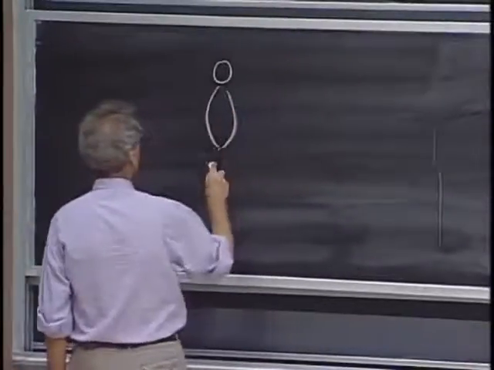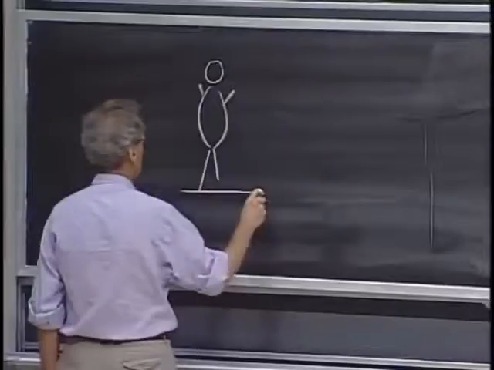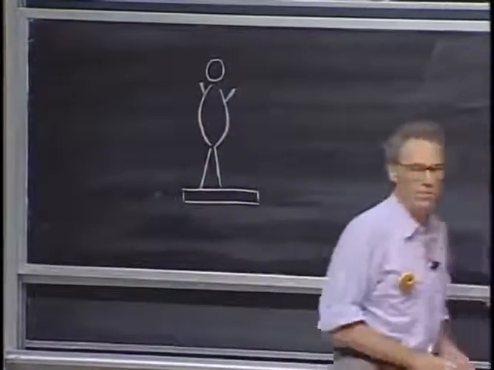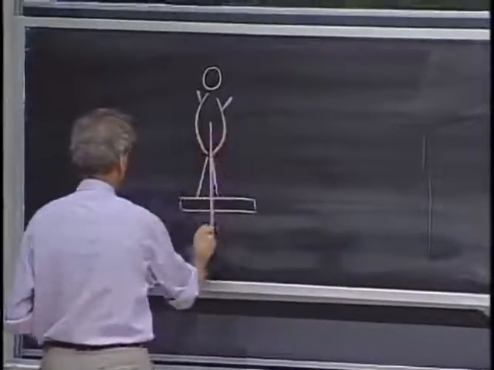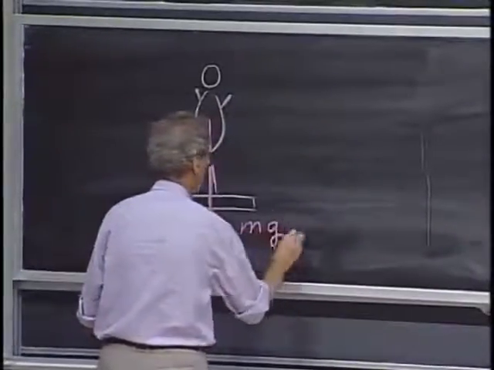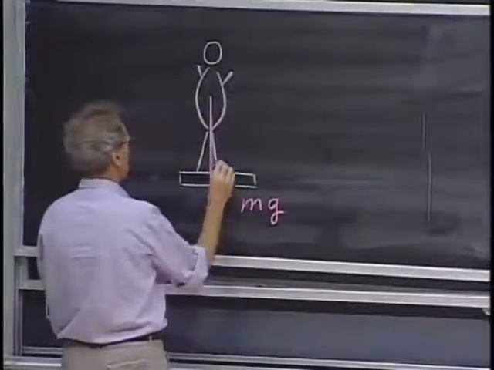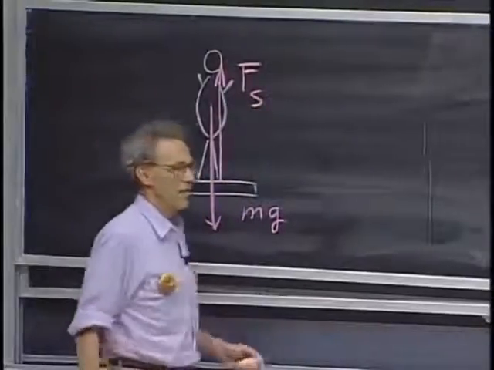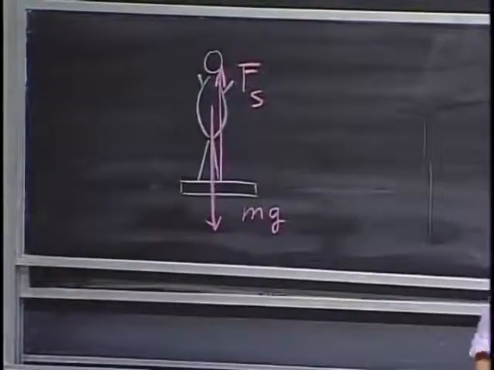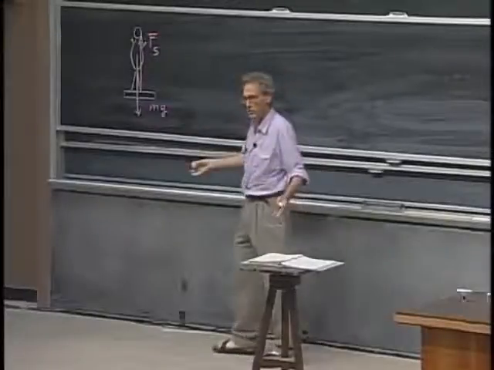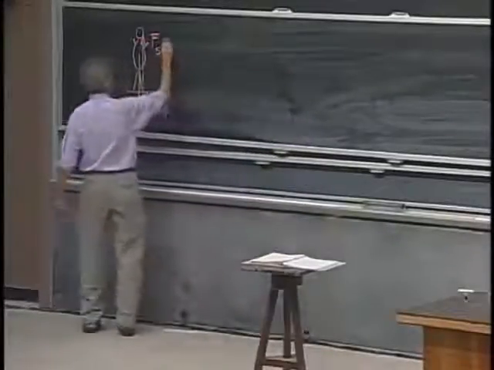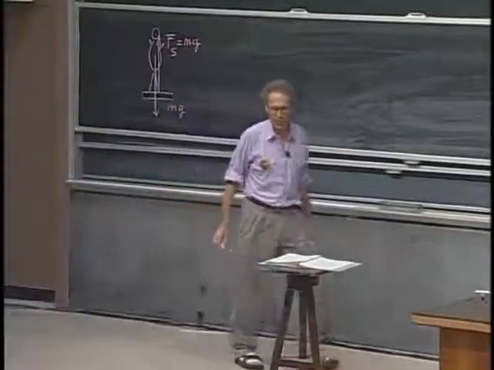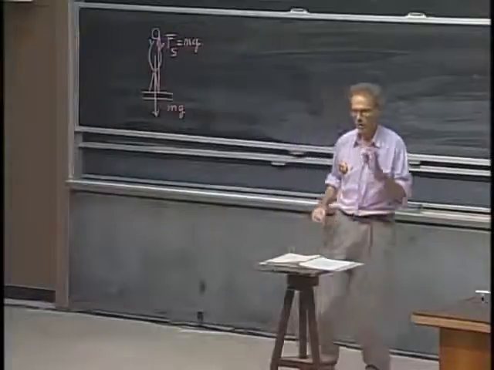Here you stand on a bathroom scale. Gravity is acting upon you. The force is mg. Your mass is m. The bathroom scale is pushing on you with a force F scale. And that F scale, if the system is not being accelerated, is the same as mg. That force from the bathroom scale on you we define as weight.